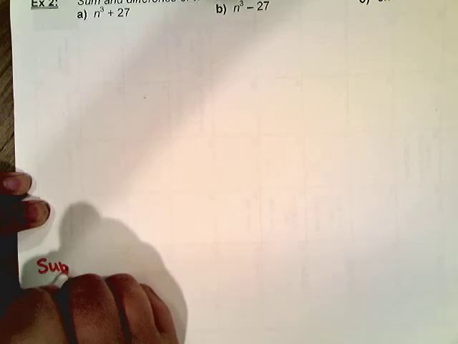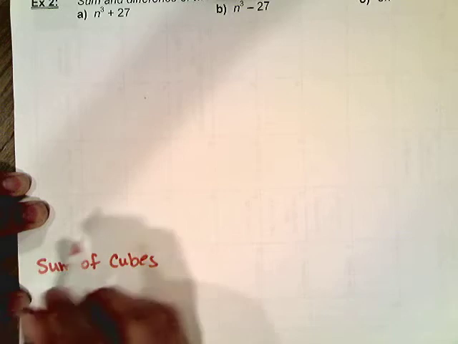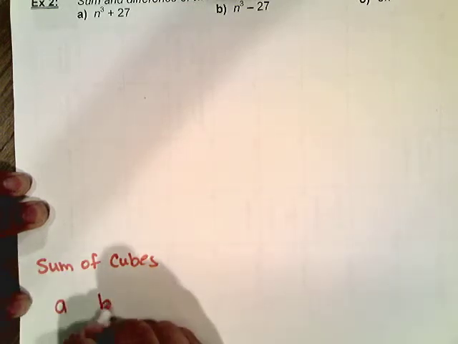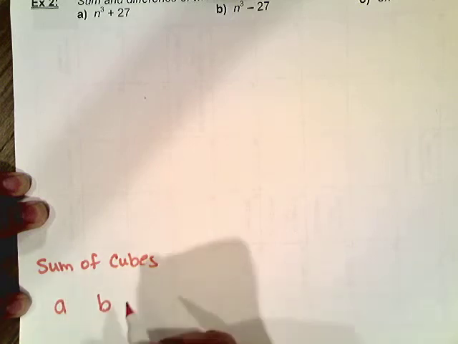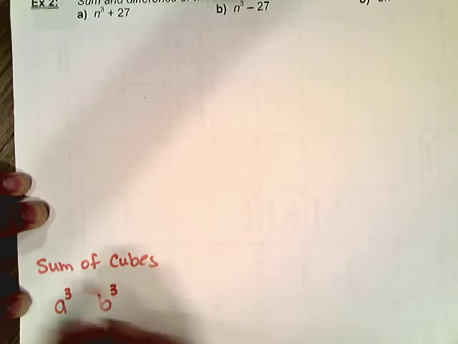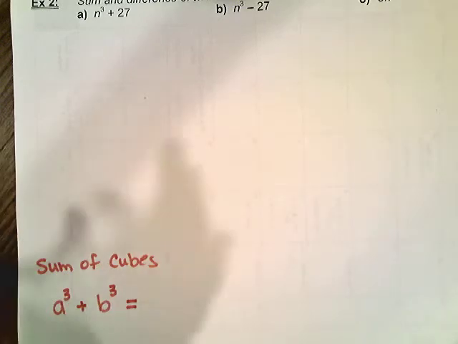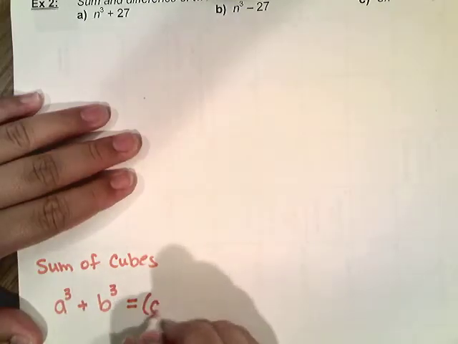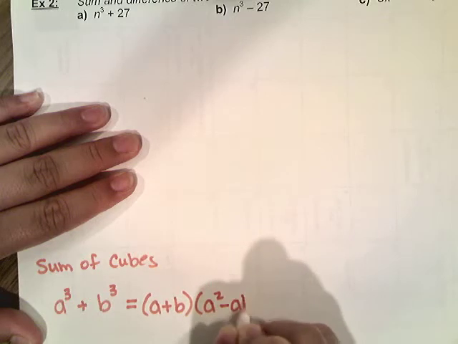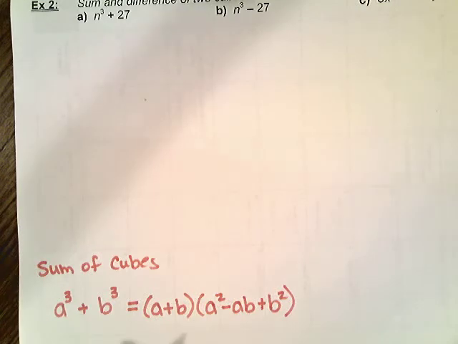So the sum of cubes, just like the difference of squares, we're still dealing with two terms, an a term and a b term. Now, instead of dealing with squares, we're dealing with cubes. So this has to be a cubed and b cubed. And we're dealing with the sum of it, so that has to be a plus inside. If that's the case, this is going to factor into, are you ready for it? It's going to factor into a plus b times the quantity a squared minus ab plus b squared. Yep, all of that.